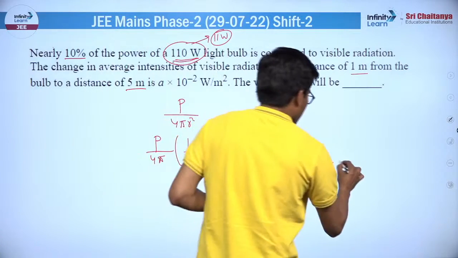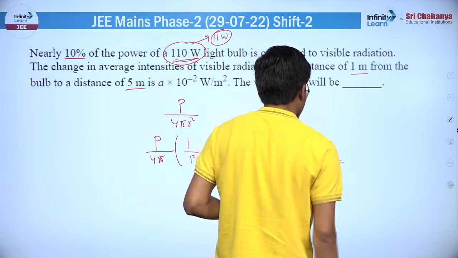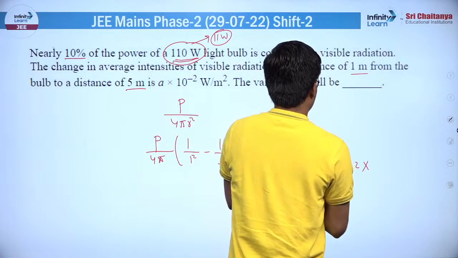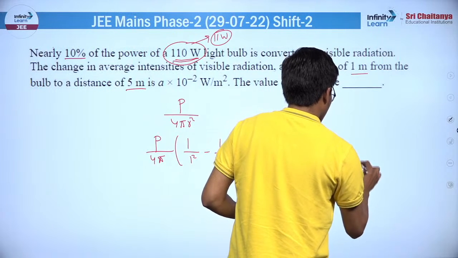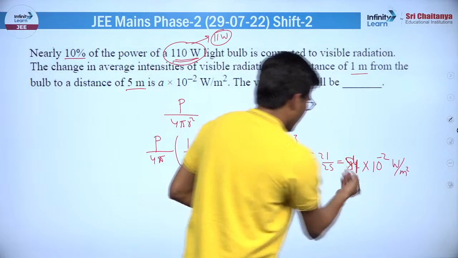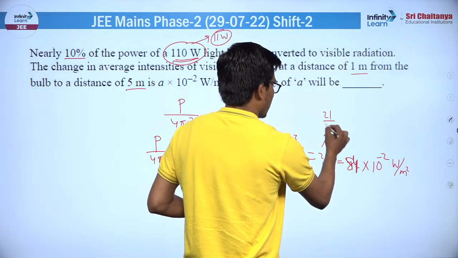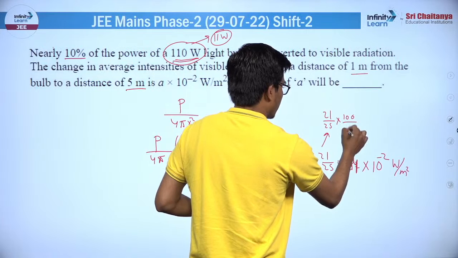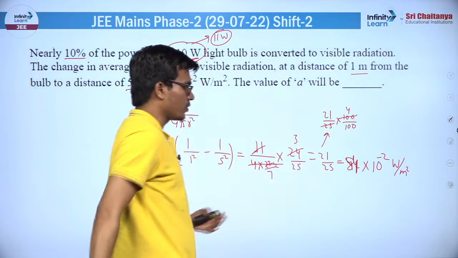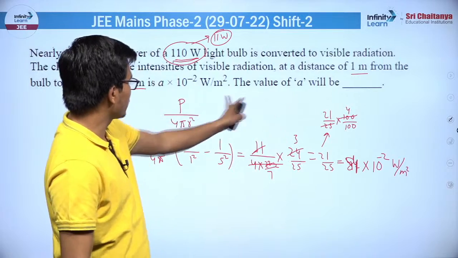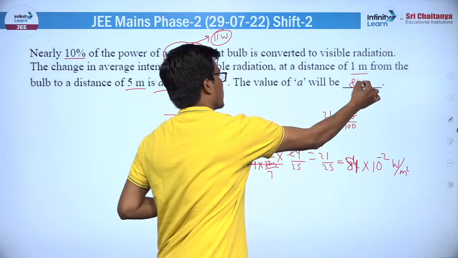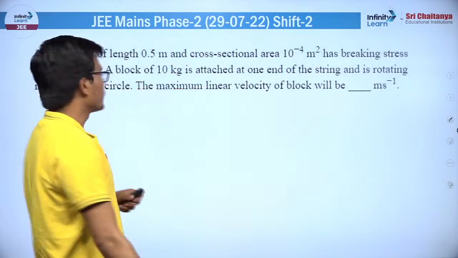So if I will just convert it, 10 to the power minus 2. So what I can write is 84 into 10 to the power minus 2 watt per meter square. Just check it, it's very simple, right? Just multiply by 100 and 100. So 21 into 4 will be 84, and that will be 10 to the power minus 2. So if you compare this expression to this, the value of A will be 84. Alright, moving to the next question.